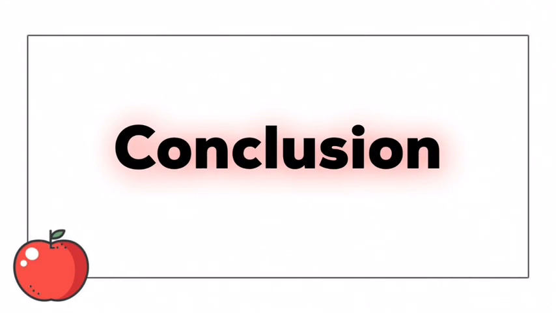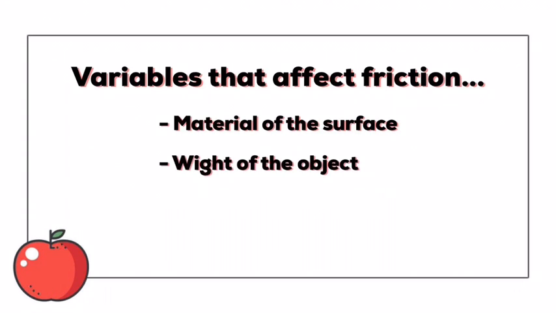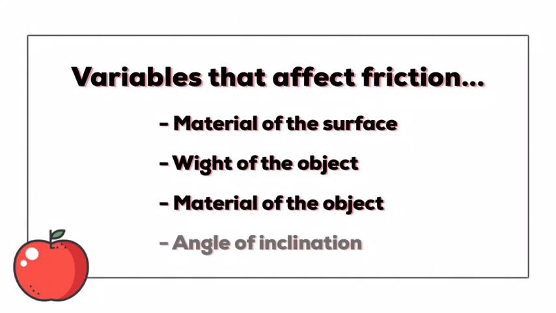For our conclusion, with this experiment we can understand that friction varies depending on certain things, such as the material on which the object is sliding, and the properties of the object that was sliding, such as its mass, its material, and the angles. So basically, this experiment helps us understand how friction works.